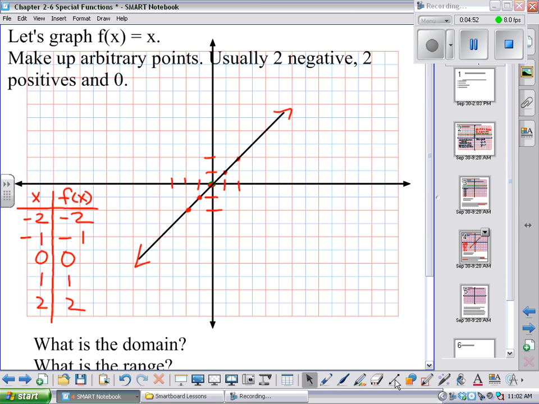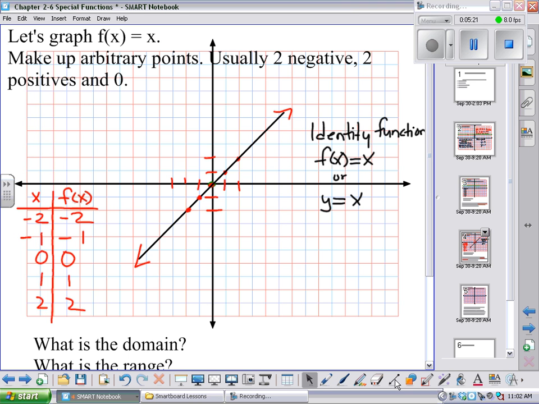So for this function, we call this the identity function. Whatever you get for x, you get for y. It's the same thing, and it's always written in the form of f of x equals x, or you might see y equals x. So that's what we call our identity function.